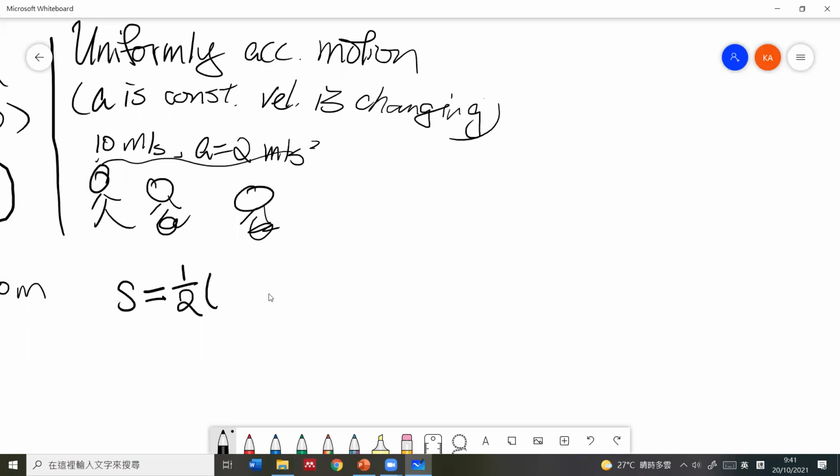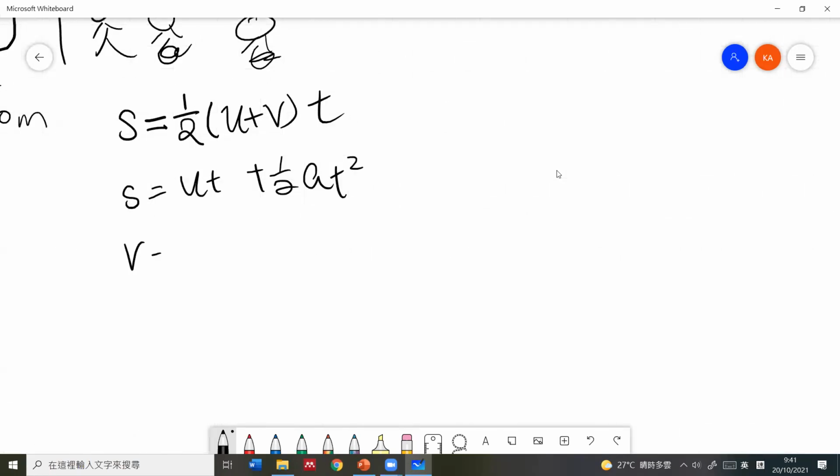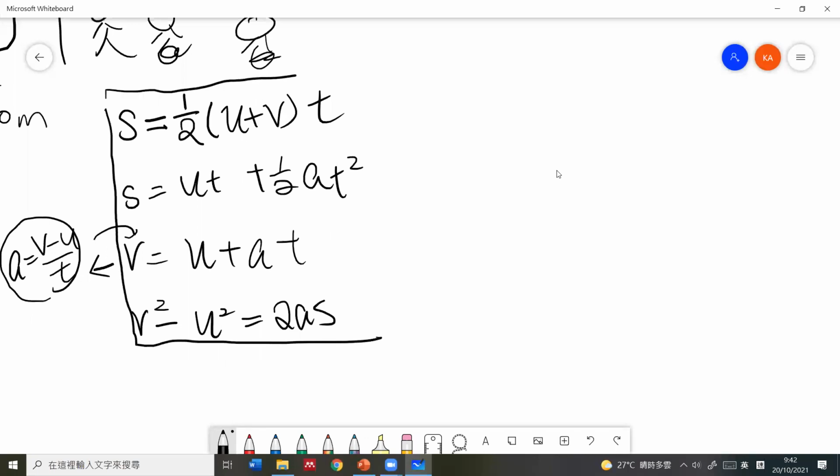The displacement equals 1/2 (u plus v) times t. S equals ut plus 1/2 at squared. And then v equals u plus at. This equation is one you have learned, since acceleration equals (v minus u) over t, so if you rearrange it, you get v equals u plus at. And the last one, v squared minus u squared equals 2as. Today's tutorial focuses on calculations with these 4 equations.